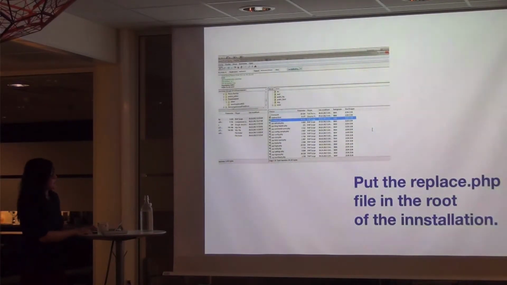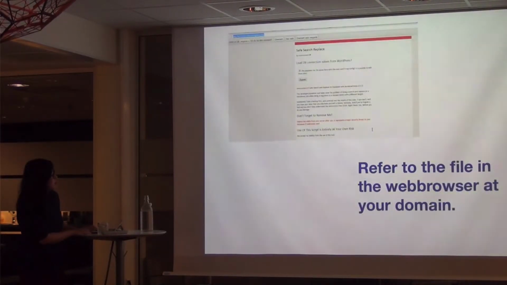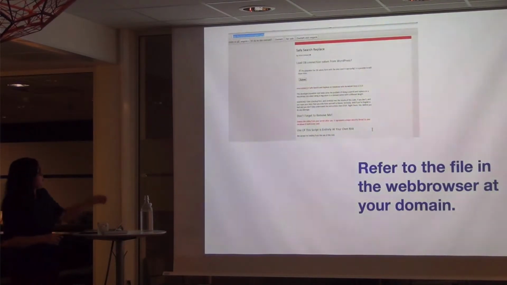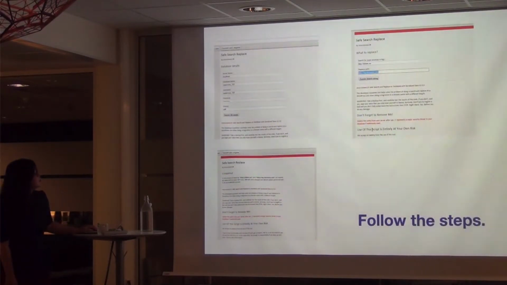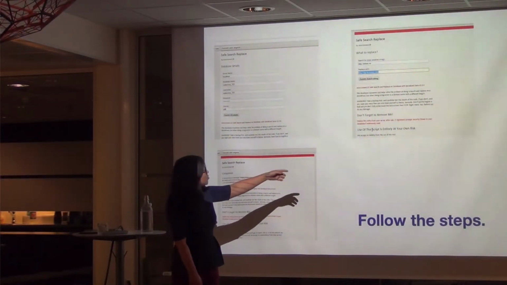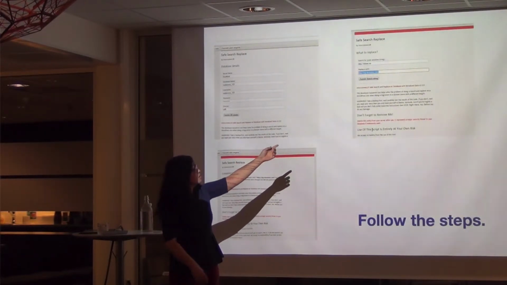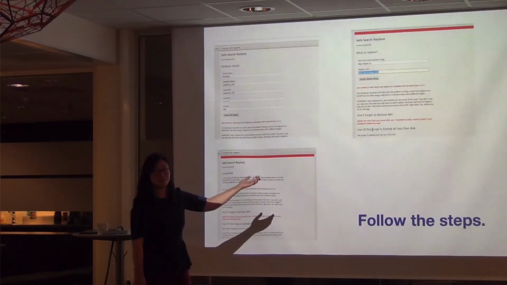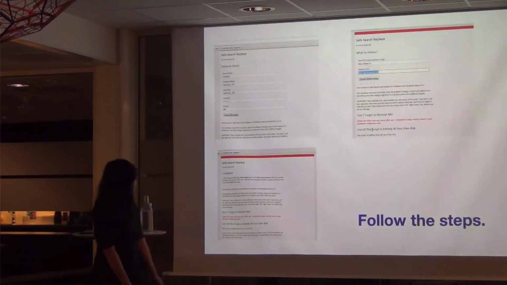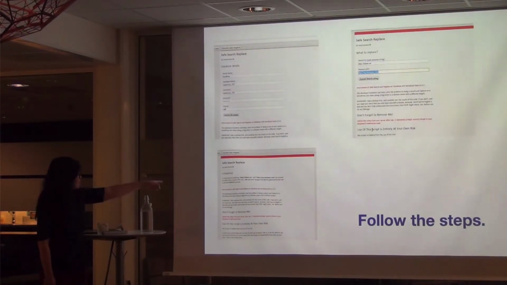Anyway, you're going to put this PHP file in the root of your installation on your new site, the site you want to move to. Then you're going to refer to the file in the web browser, and here's the easiest part. You're just going to follow the steps. It's really very easy to understand, just like putting in your database name and username and the password. Here you replace all the old links, as I showed you earlier, with the new site. Then it's completed.